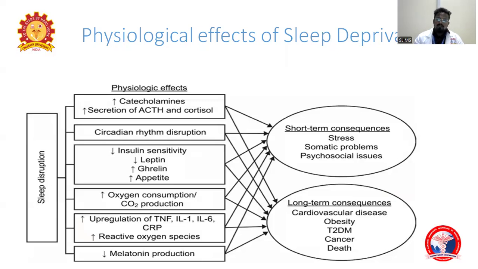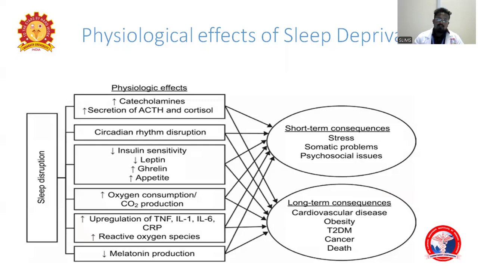Sleep deprivation also disrupts the circadian rhythm, which in turn has short-term consequences on stress, somatic problems, psychosocial issues, and long-term consequences of cardiovascular disease, obesity, type 2 DM, cancer, and death. Sleep deprivation also acts on insulin, with reduction in insulin sensitivity, decreased leptin, increased ghrelin, and increased appetite. And oxygen consumption is increased, and CO2 production is also increased.